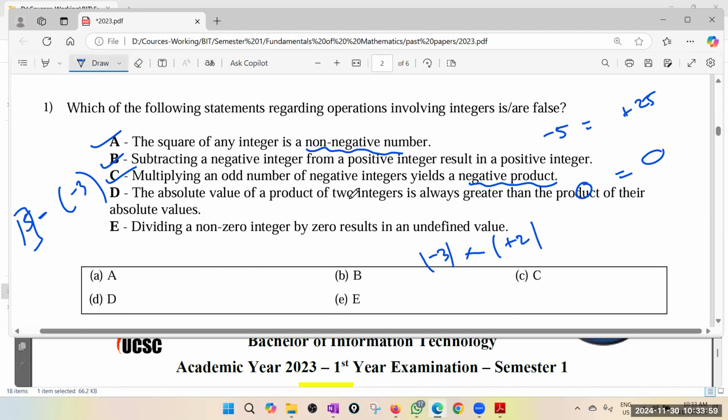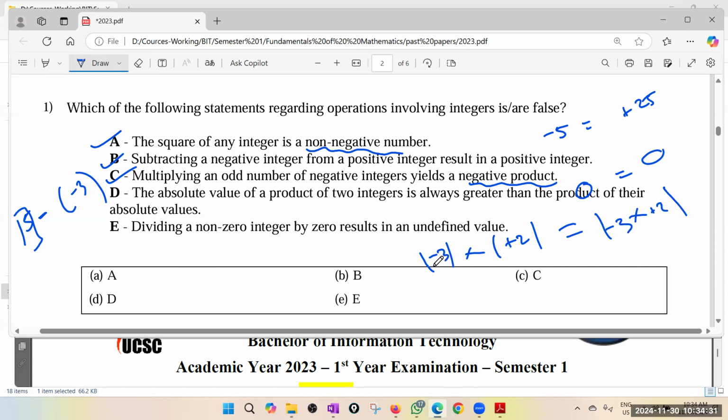Absolute value of a product is always a positive value. Anyway, always greater than the product of their absolute values. So the product of absolute values is also positive because both are positive. Basically, the product of two absolute values is the same as taking the product and then taking the absolute value. Both are the same, right?